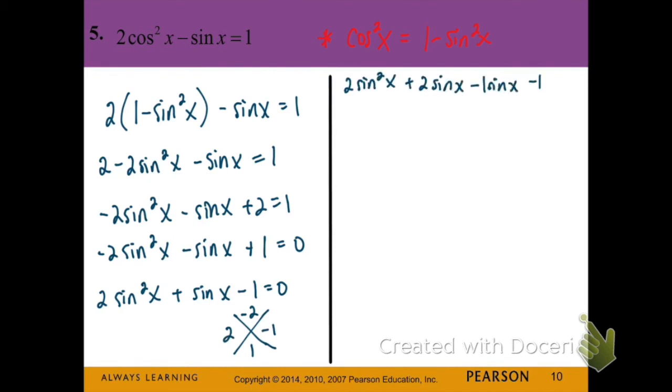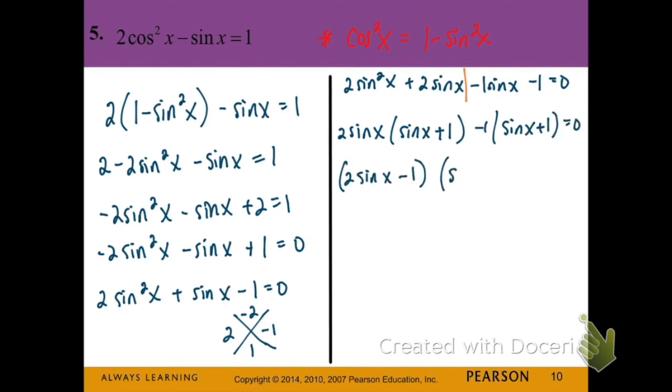I'm using factoring by grouping because my a value is not 1. Set each factor equal to 0 and solve.